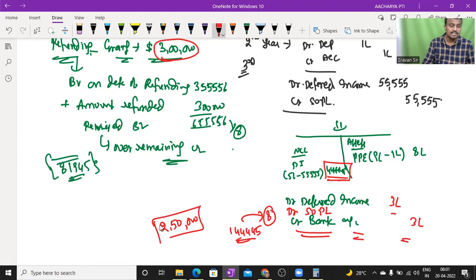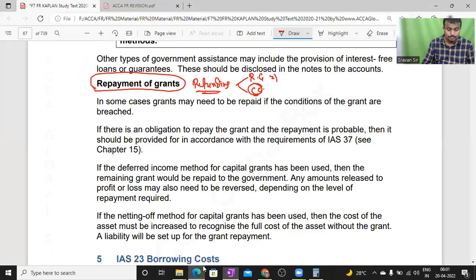So this is the treatment of refund. A grant may need to be repaid if the conditions of the grant are breached, meaning violated. If there is an obligation to repay the grant and repayment is probable, then we have to consider it as a change in accounting estimate, as per IAS 8.